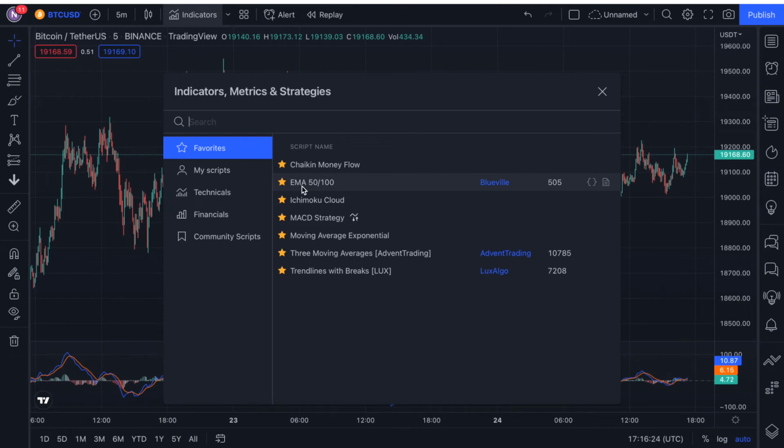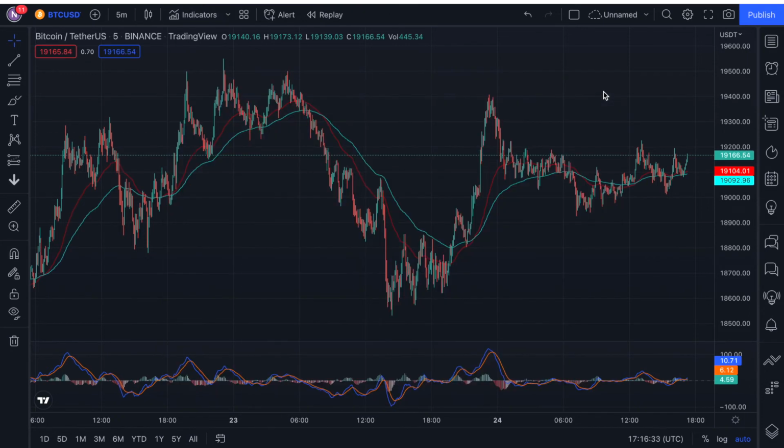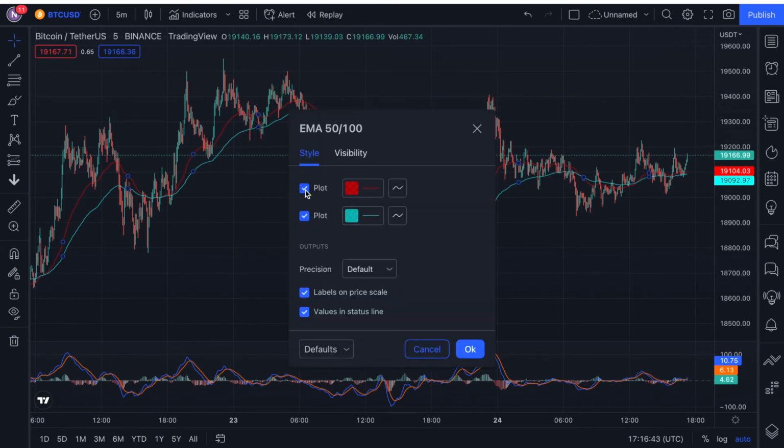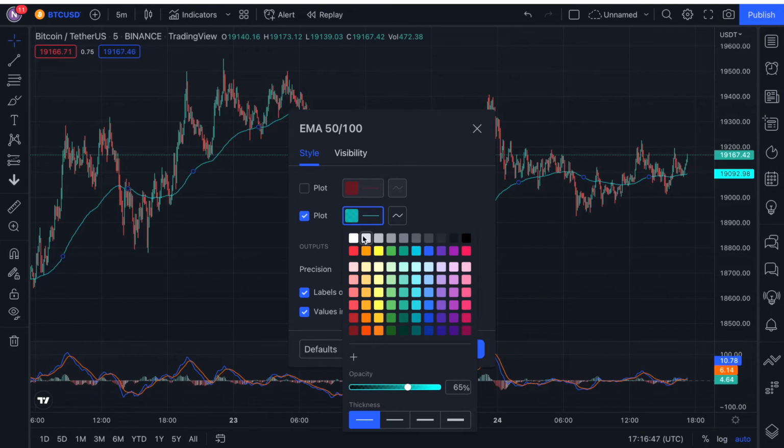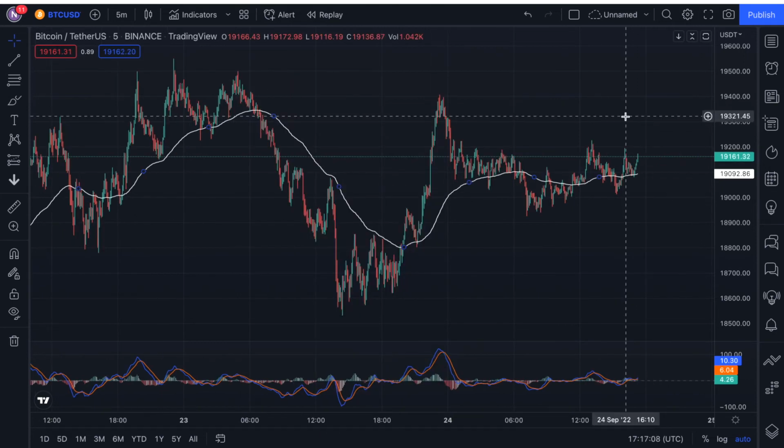So I have already put it in my list, so I'm gonna click it. That is EMA 50/100. So I clicked it, and first I'm going to remove the 50 EMA. I'm gonna untick it and leave this one. I'm gonna change the color to white because I prefer that, and increase the opacity to 100. Now we are done with our setups.